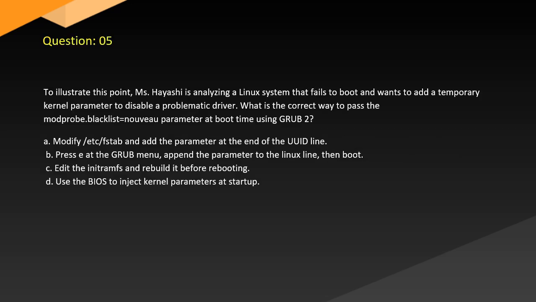Question 5. To illustrate this point, Hayashi is analyzing a Linux system that fails to boot and wants to add a temporary kernel parameter to disable a problematic driver. What is the correct way to pass the modprobe.blacklist=nouveau parameter at boot time using GRUB2? A. Modify fstab and add the parameter at the end of the UUID line. B. Press E at the GRUB menu, append the parameter to the Linux line, then boot. C. Edit the initramfs and rebuild it before rebooting. D. Use the BIOS to inject kernel parameters at startup.